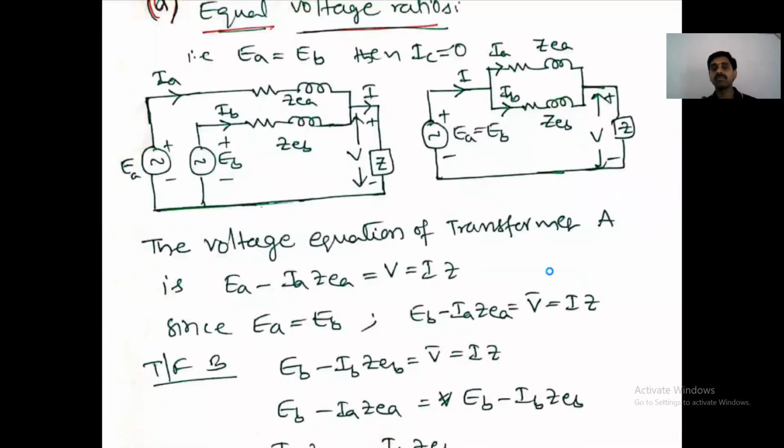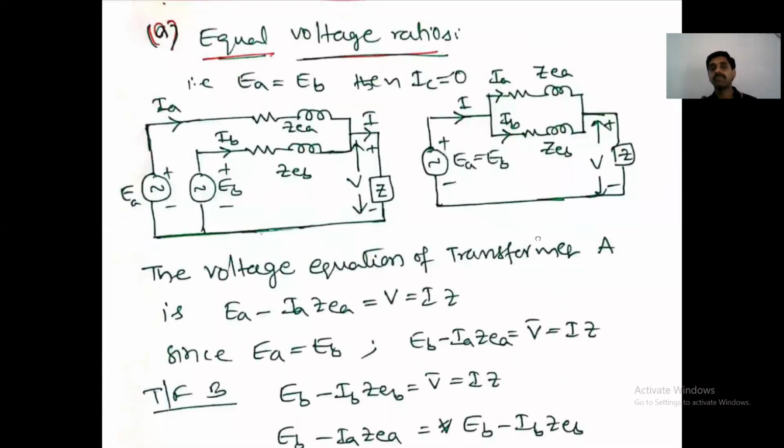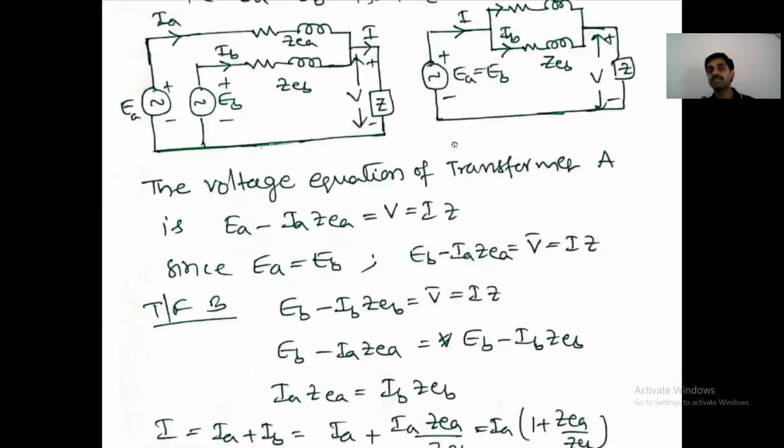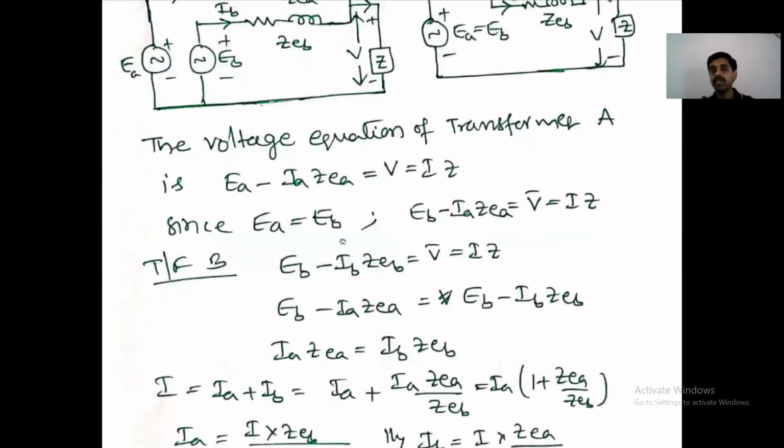So the voltage equation of the transformer for equal voltage ratios: from this we can write EA minus IA into ZEA is equal to V, the voltage across this parallel path. If you write this loop equation, EA minus IA ZEA is equal to V, which is nothing but I into Z. Since EA is equal to EB, we can write in this formula.